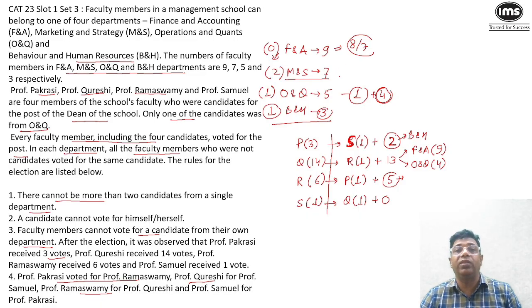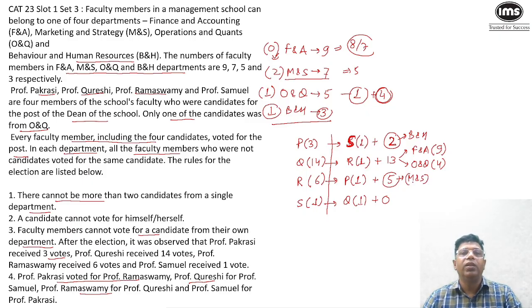Who are those 2 professors? That we will decode after some time. But from here, the rest of the 5 people are voting for R. So R is getting 5 votes from the faculty of MNDES that is not contesting the election.